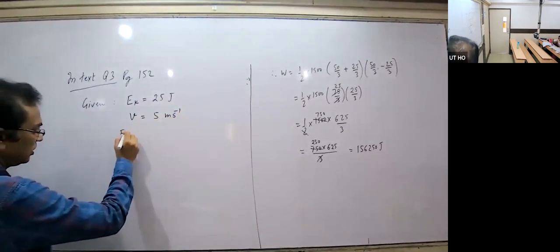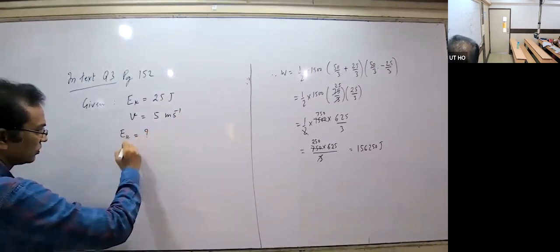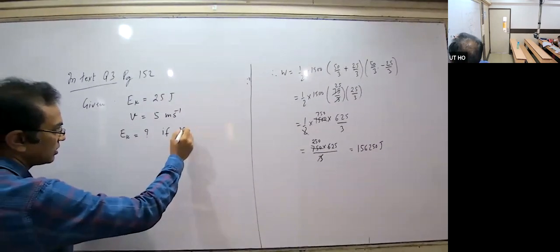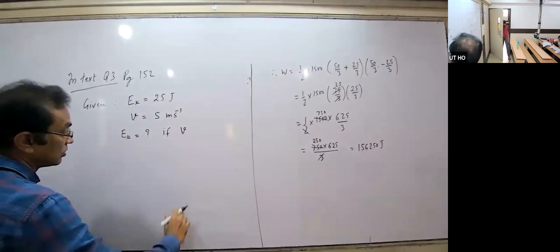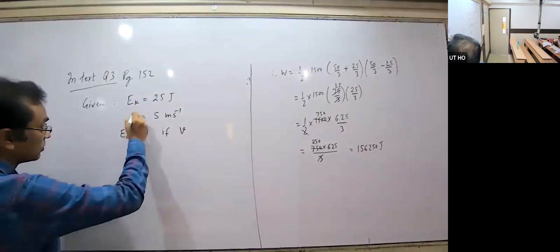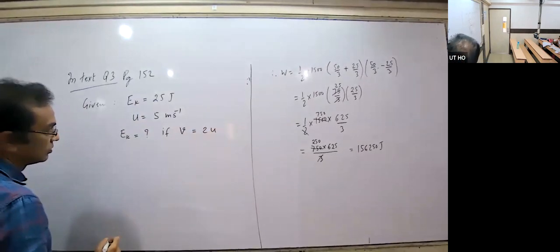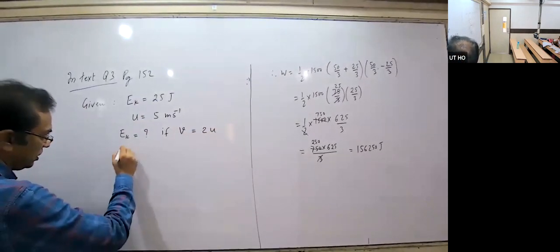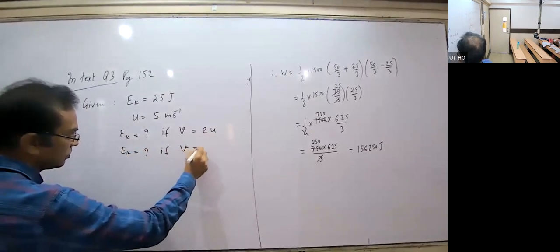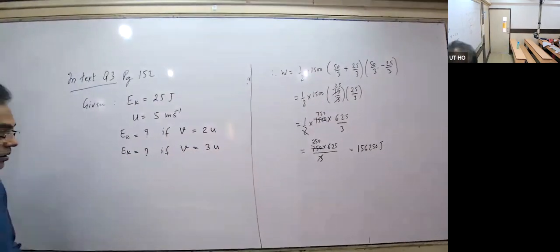So EK is equal to what? If V dash is, okay, let's call it U, V is equal to 2U, right? And EK is equal to what, if V is equal to 3U? This is what is asked.